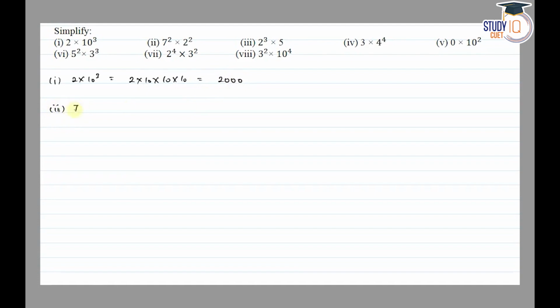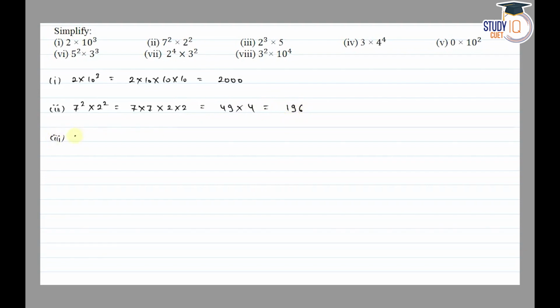The second part is 7 square into 2 square. Its expanded form will be 7 into 7 into 2 into 2. So 7 into 7 will be 49 and 2 into 2 will be 4. 49 into 4 is equal to 196.